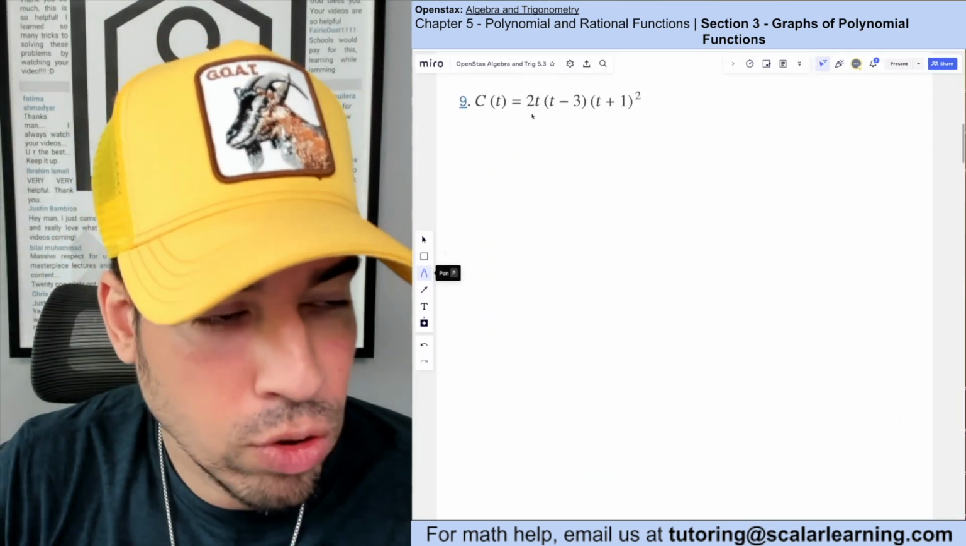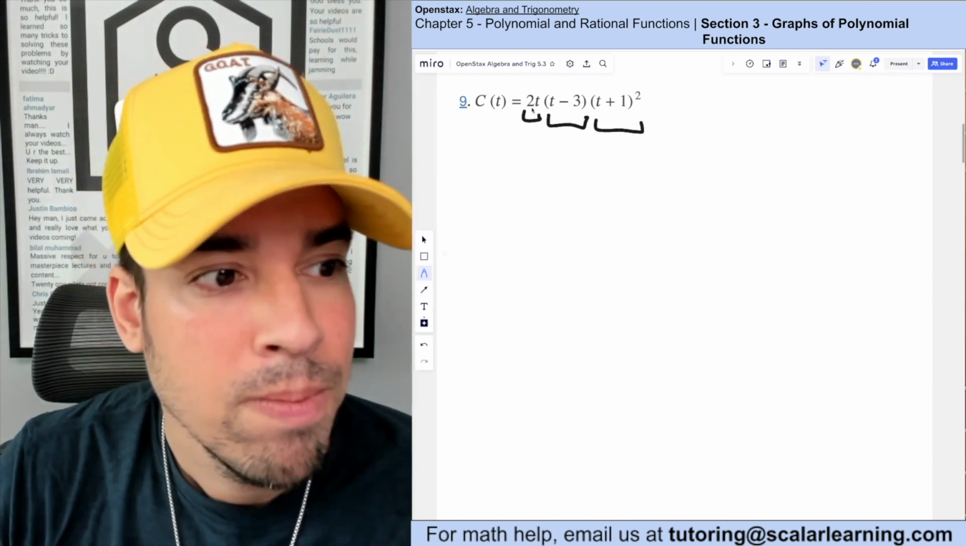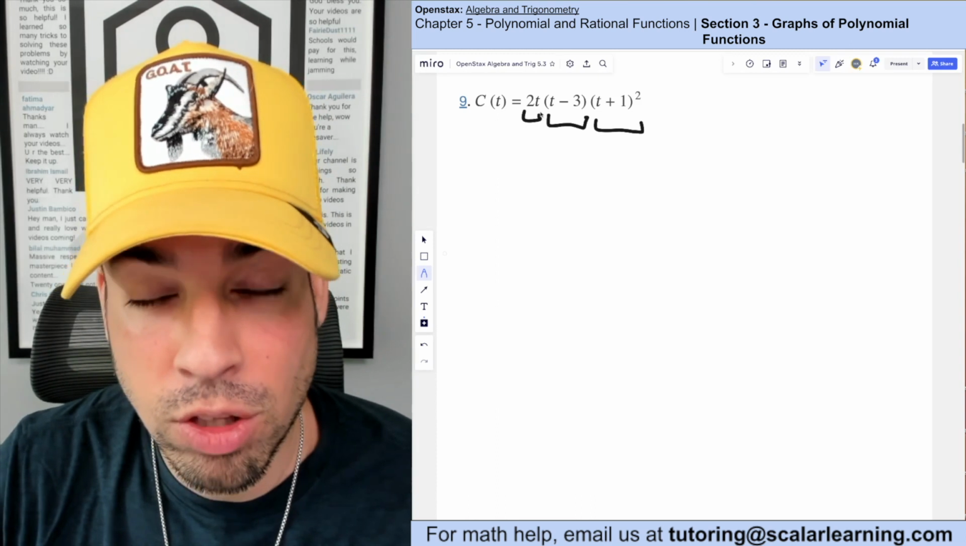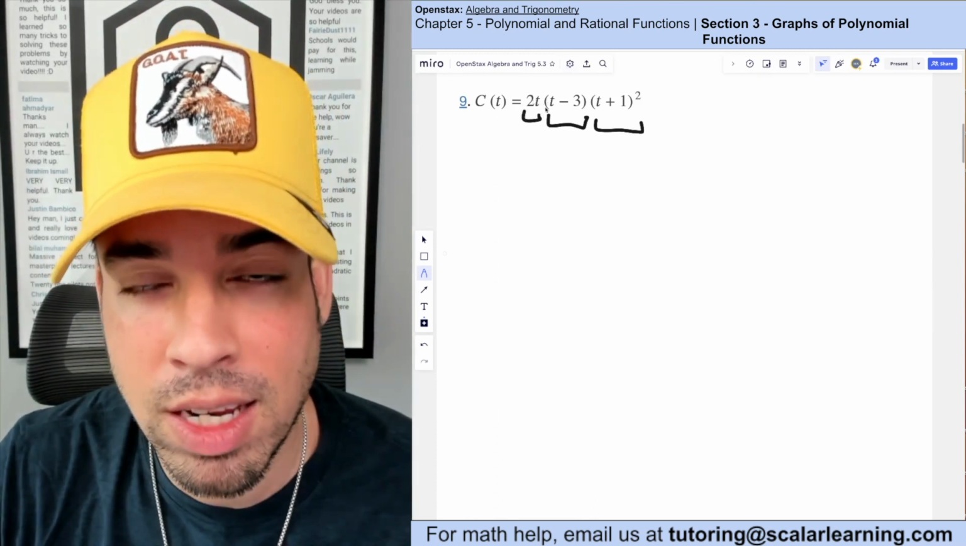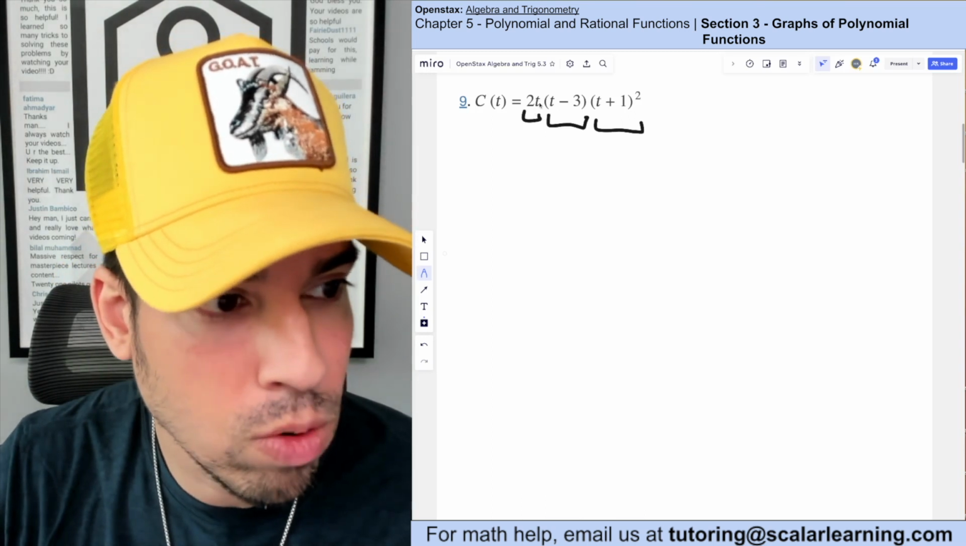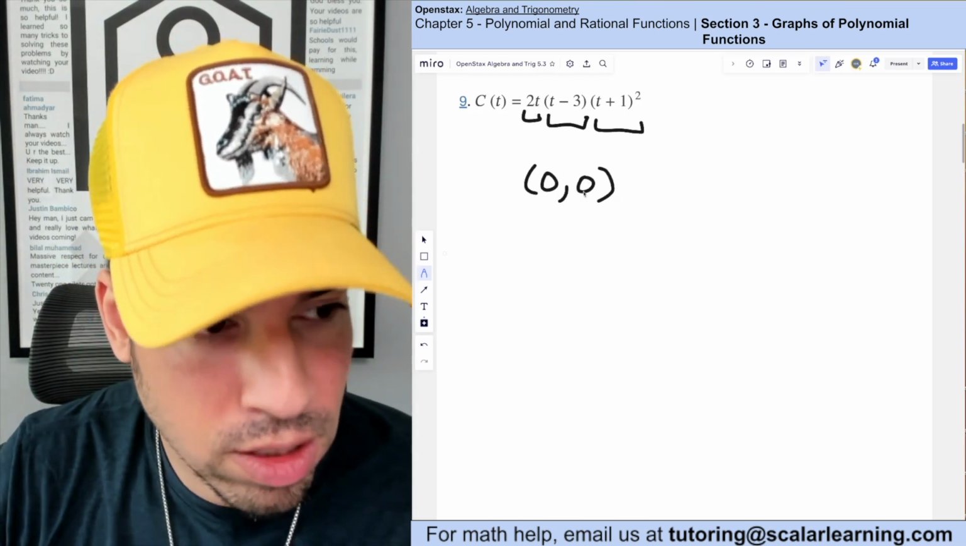For this one, once again, it's in factored form. We've got 1, 2, and 3 different pieces. So since these are all multiplying each other, now I'm trying to find the zeros, I just have to find values of t that zero out each one of these individual expressions. So for 2t, it's just going to be 0. So we have (0, 0).